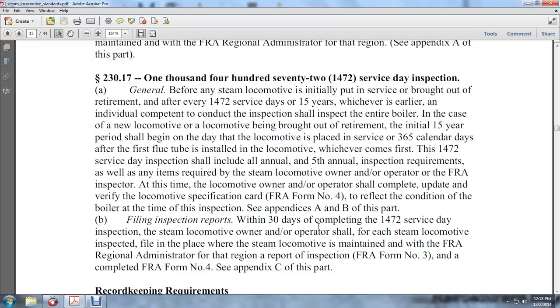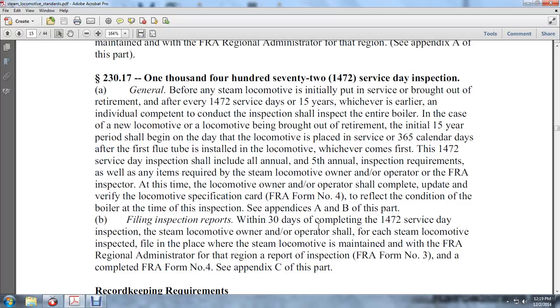The locomotive is inspected at whichever comes first of 1,472 service days or 15 years. The inspection shall include all annual and fifth annual inspection requirements and any items required by the FRA inspector at the time of the inspection. The steam locomotive operator shall complete, update, and verify the locomotive specification card, FRA form number 4, to reflect the condition of the boiler at the time of the inspection. See Appendices A and B of this part.